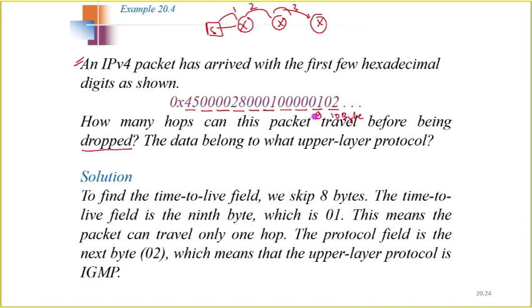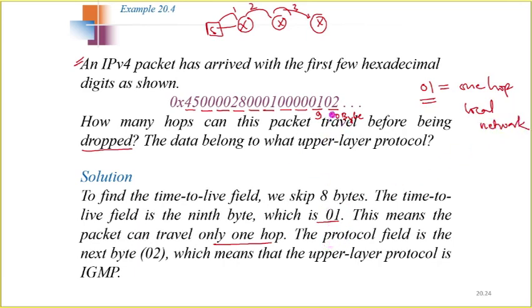So the ninth byte indicates the time to live, and the time to live is 01. Its meaning is that the packet can travel only one hop. It is basically indicating one hop, or the local network.